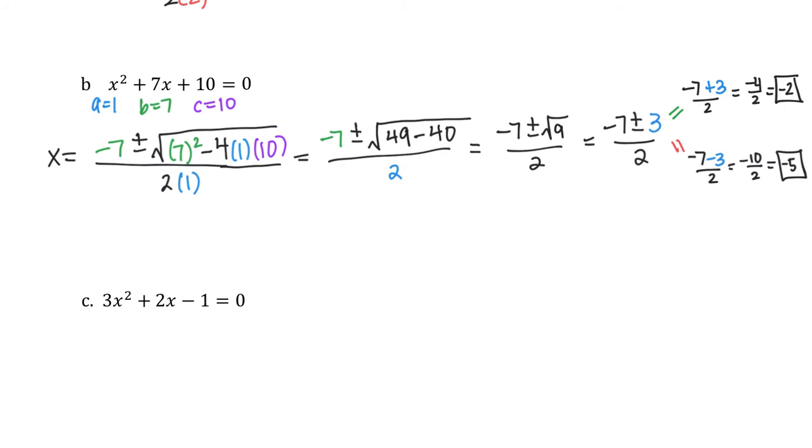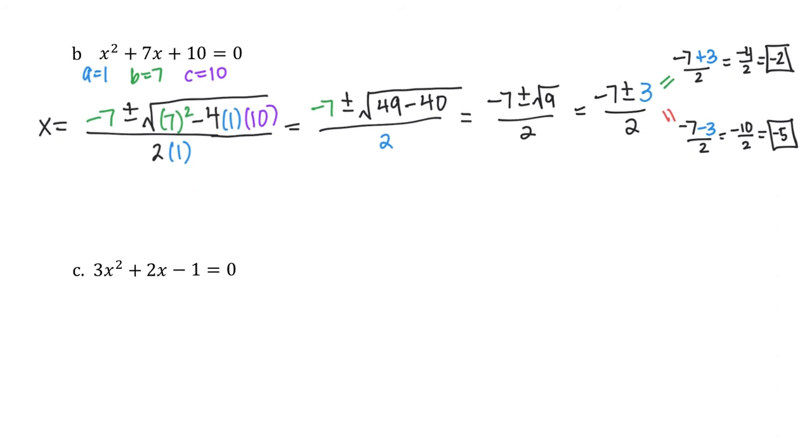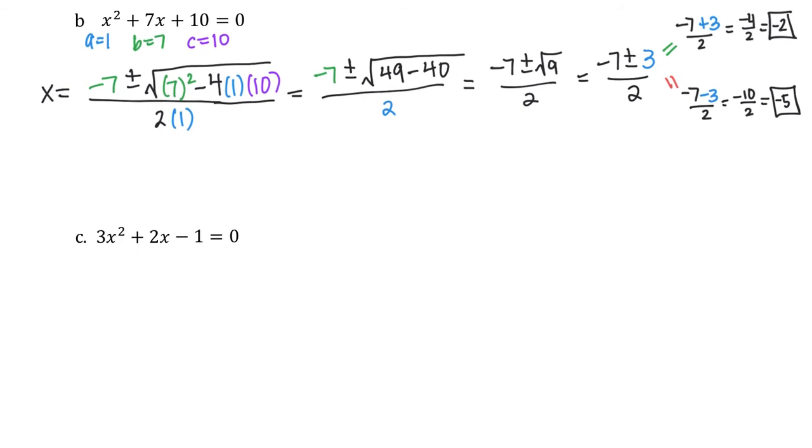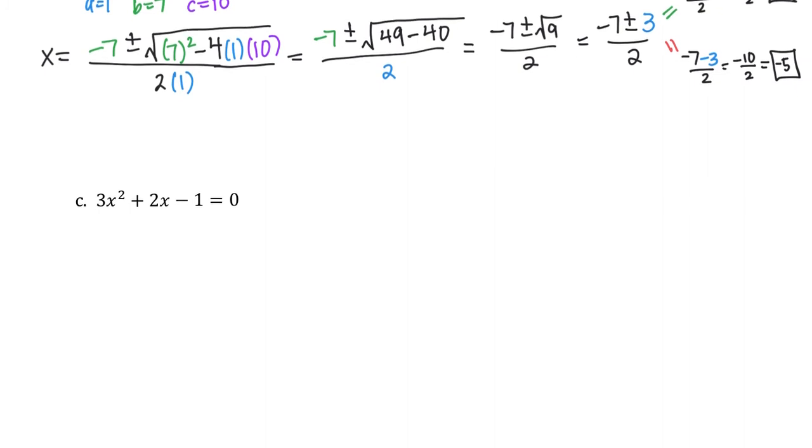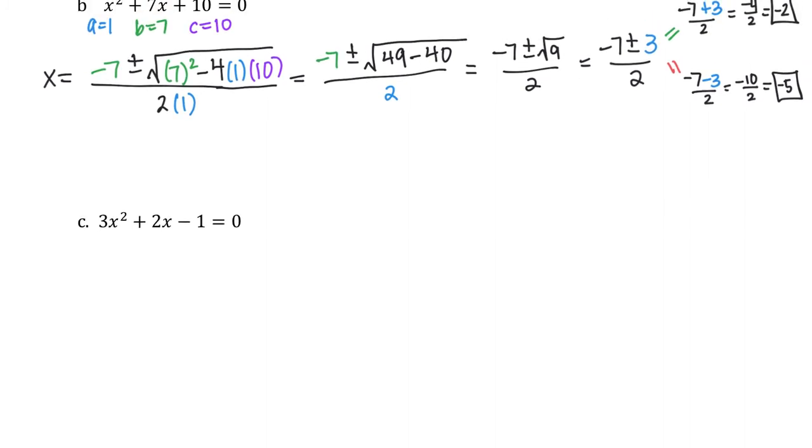Now, if I look back at the original problem, if I had tried to factor this, it would have been x plus 5 times x plus 2, and I would have still gotten x equals negative 5 and negative 2. So the quadratic formula will solve any quadratic equation. Sometimes you just might not want to use it because it's more work, but I'll let you decide that in the future. Okay, let's go ahead and try C. Okay, first I'm going to identify my A, B, and C.